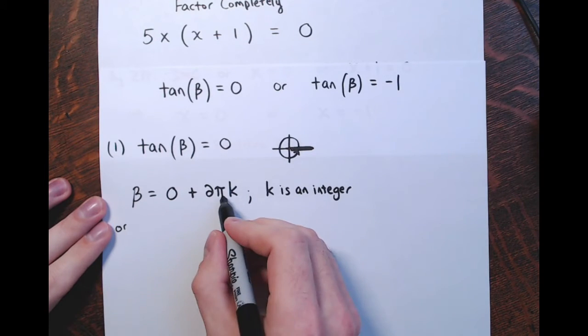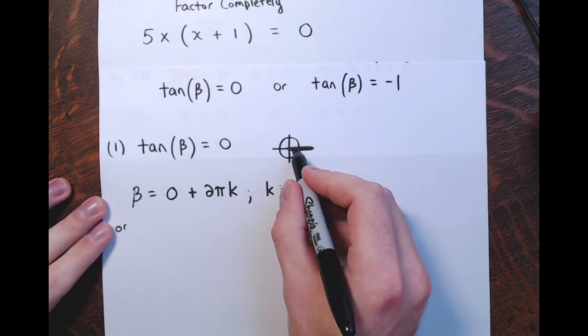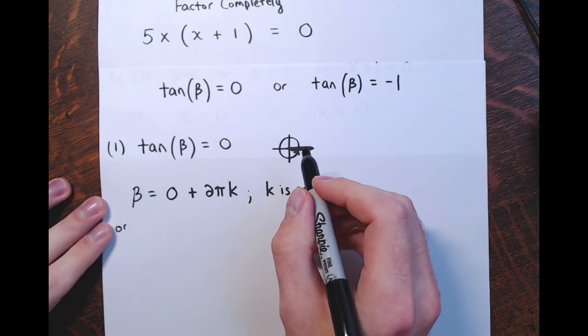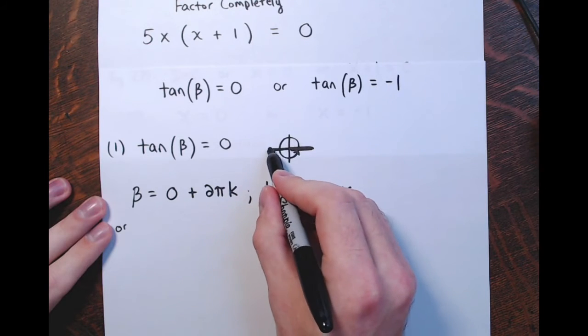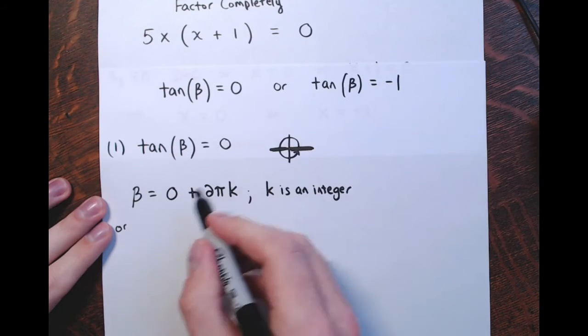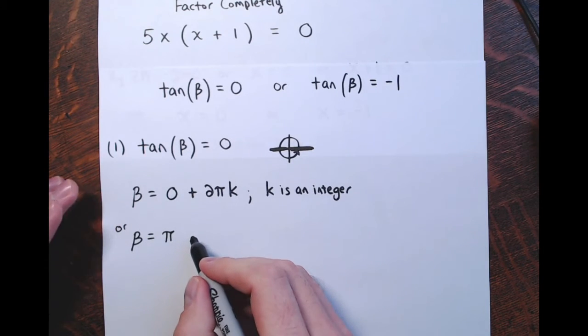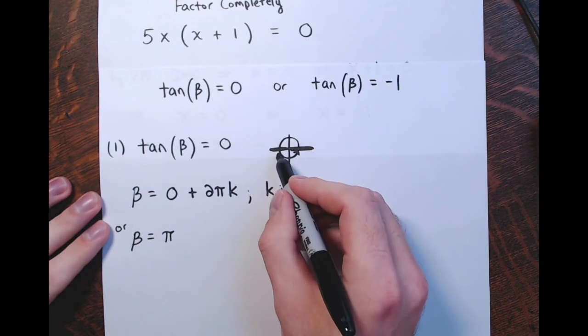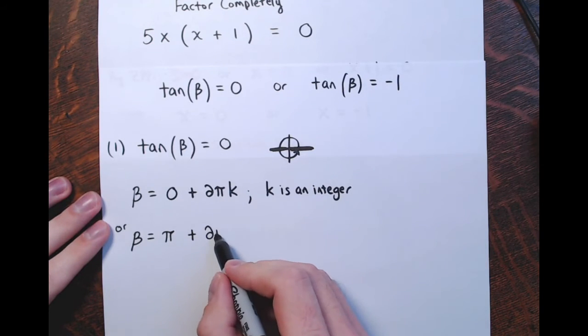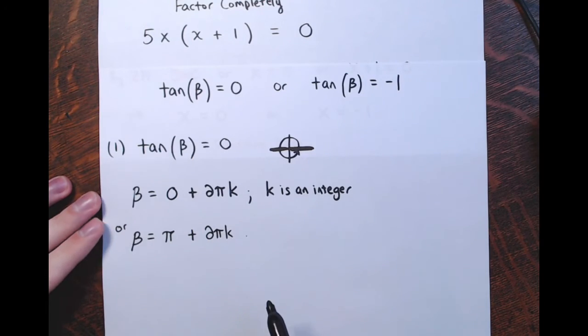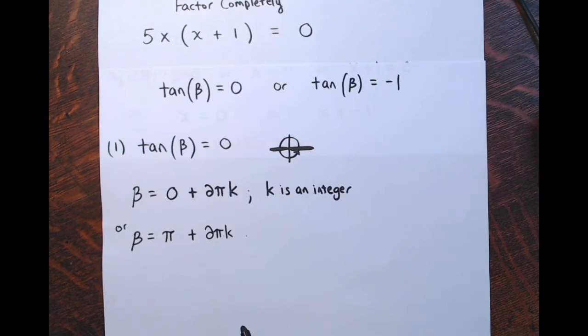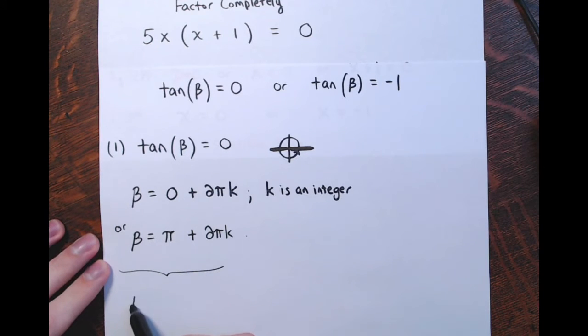But that's not the only one, right? 0 isn't the only angle going once around that has a tangent of 0. So does pi, right? If I go halfway around, the tangent of pi also is 0. And from pi, I could again add 2 pi, subtract 2 pi, add any multiple of 2 pi. All right, so add 2 pi k, where k is an integer, and I'm getting another solution to this equation. Now I could have put both of these together and just said that beta is some multiple of pi.